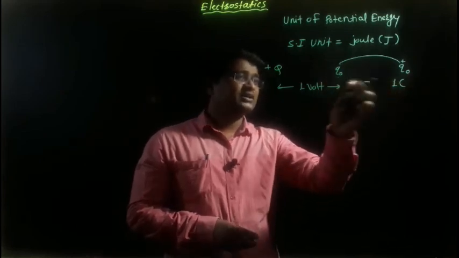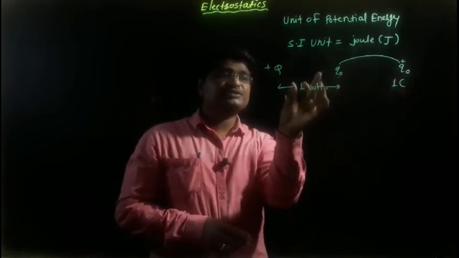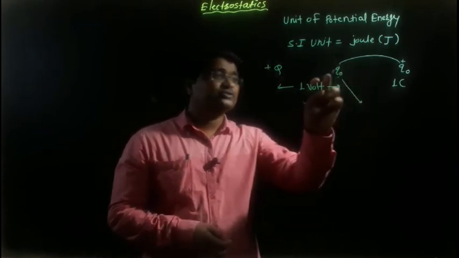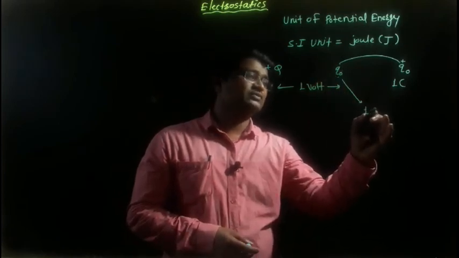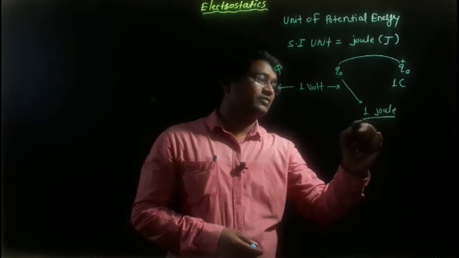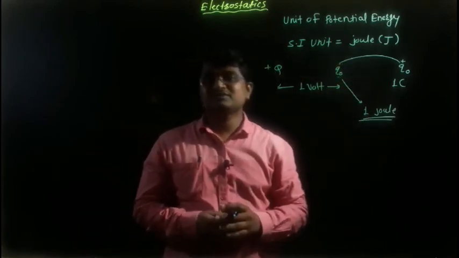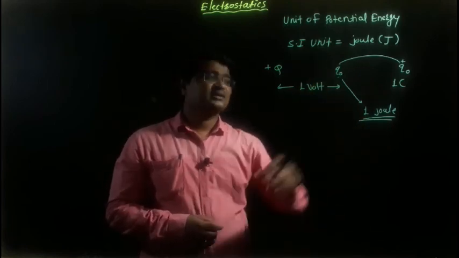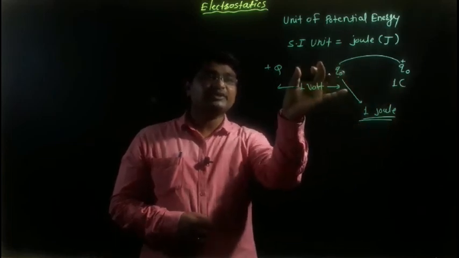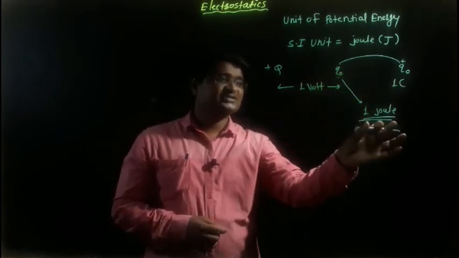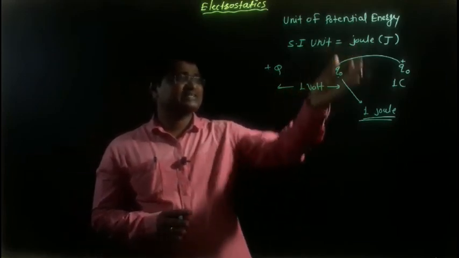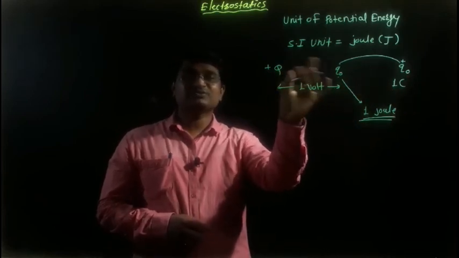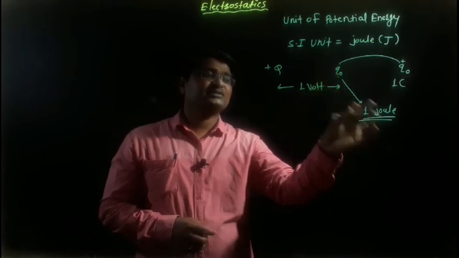If the moving charge has a charge of 1 coulomb and the potential difference is 1 volt, the total stored energy in the given charge is 1 joule. Okay, so 1 joule is the total stored energy for the charge if the charge is 1 coulomb and the potential difference between the two points is 1 volt. Get clear? So what is the value of 1 joule? If the moving charge is 1 coulomb and the potential difference is 1 volt, the stored energy is 1 joule.